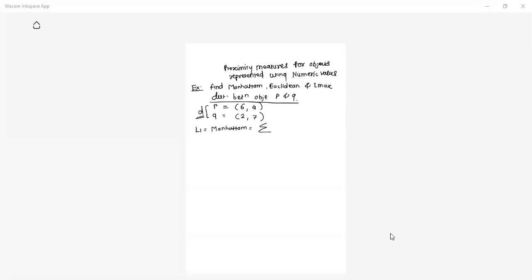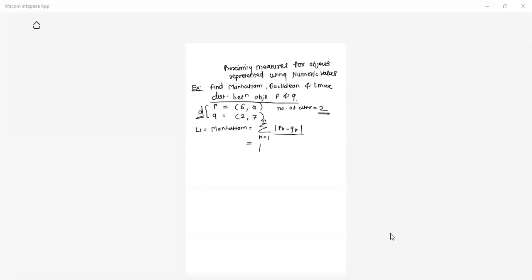So here my Manhattan distance formula is the summation of k equal to 1 to n of the absolute value of pk minus qk. Now n is the number of attributes, and the number of attributes is equal to 2. So these terms will be used in the solution. So what will be the solution for this?